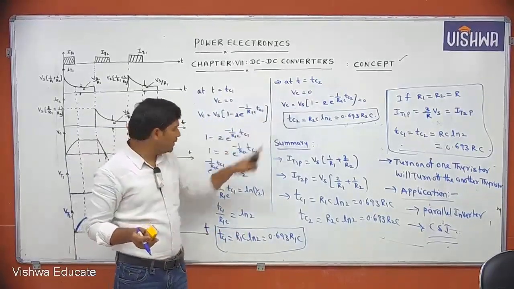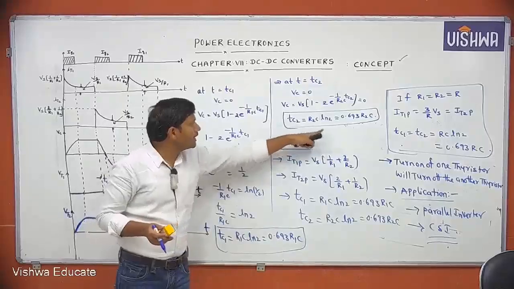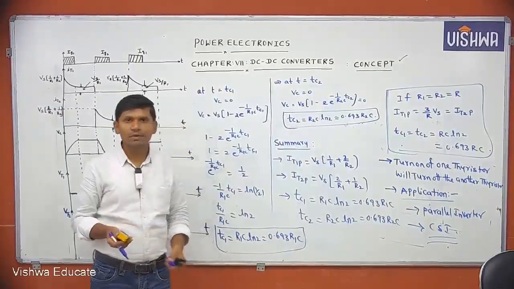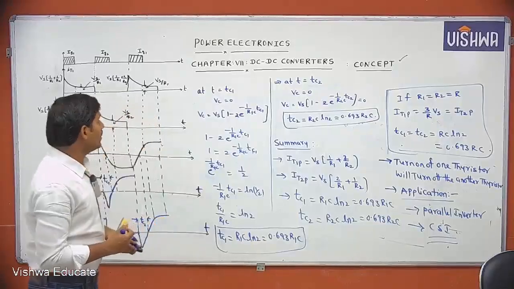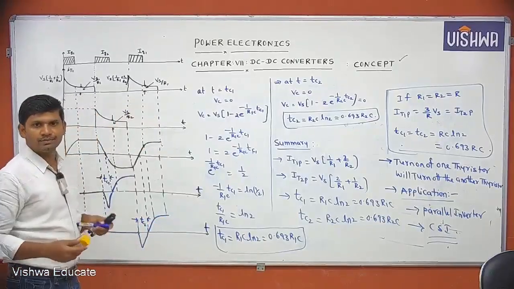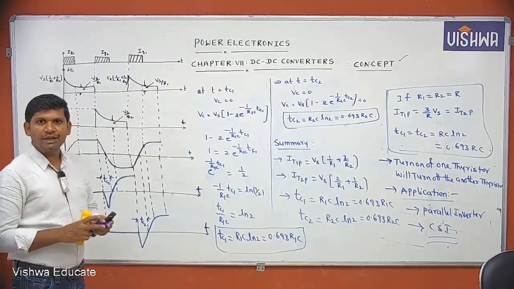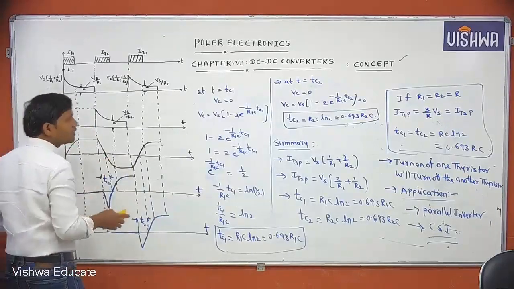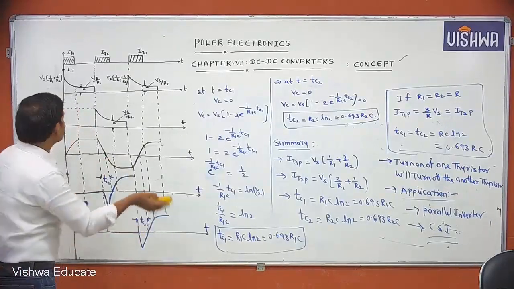This I am solving. Similarly, you can apply these steps, then we can get R2C into ln of 2, that is 0.693 R2C. This is the circuit turn off time of T2. Okay, this is about class C commutation. Then in the commutation techniques, the last one is class E commutation or external pulse commutation. That is only a theory concept.